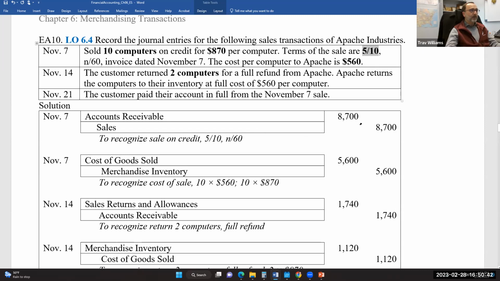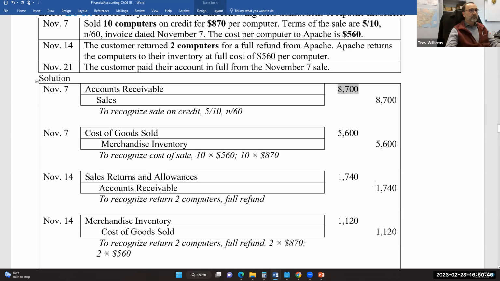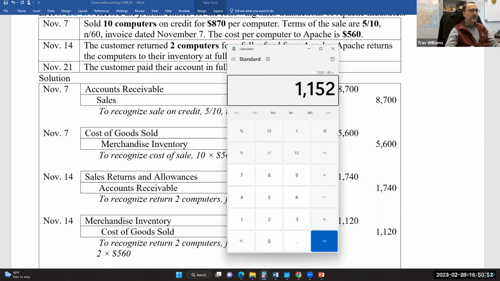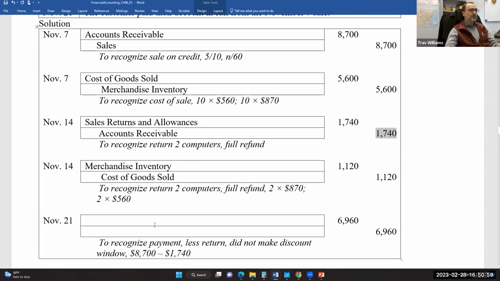What is the full amount? Well, originally they owed $8,700, right? Then we reduced their accounts receivable by $1,740. So the difference is $6,960. Okay, so that's the amount that the customer paid. So we get cash and their accounts receivable goes down with a credit.